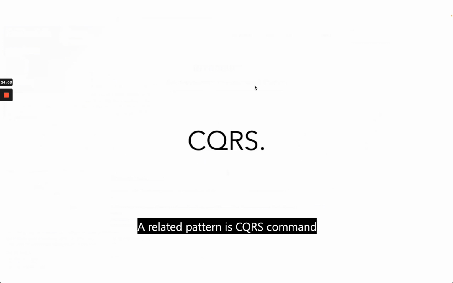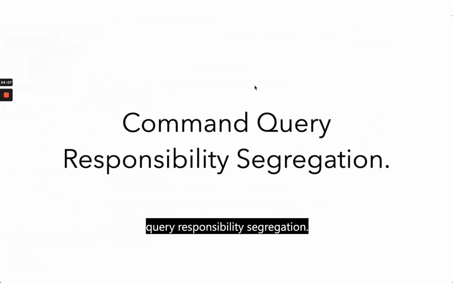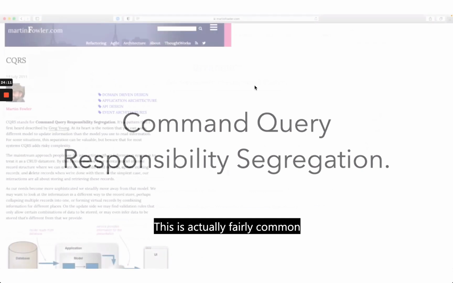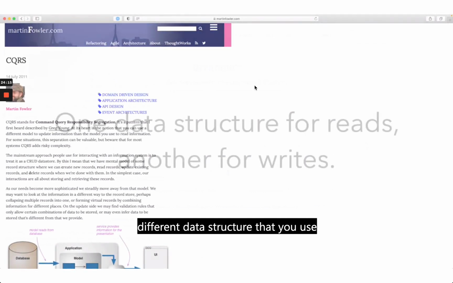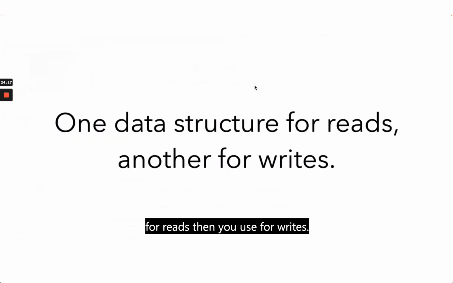A related pattern is CQRS, Command Query Responsibility Segregation. Again, Martin has written about that. This is actually fairly common in applications to have a different data structure that you use for reads than you use for writes. Writes typically have a different sort of cadence, a different sort of burstiness that's different for reads, or a schema that you want for writes is more efficient, but then it makes it bad for reads, vice versa. So you separate those two things apart.